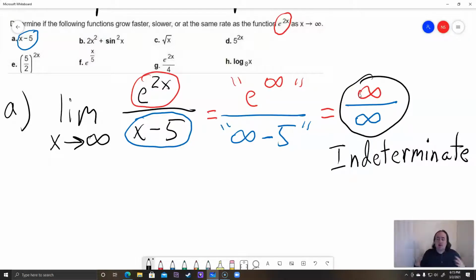so you can't think of infinity as just a single number. It's something that goes on forever. So infinity over infinity is not a real number. It's indeterminate. And it's not 1. Even though it looks like it might be 1, you can't cross out the infinities. Okay, so what do you do?